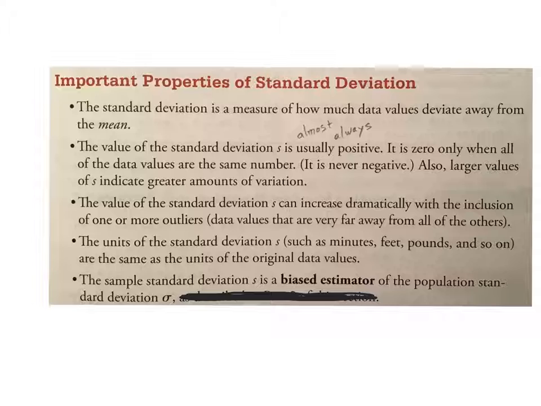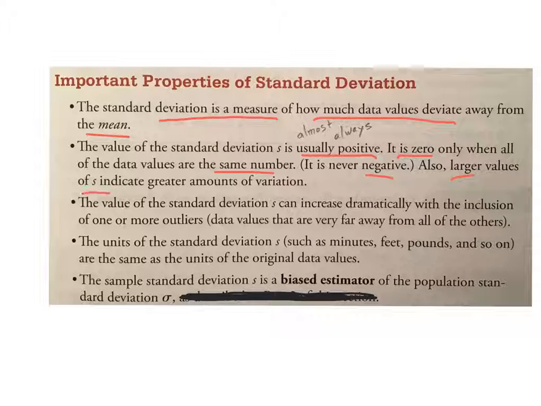All right, five or six properties of standard deviation you need to be aware of. First of all, the definition: a measure of how much data values deviate away from the mean, how far they average being away from the mean. The value's almost always positive. The only time it is not positive is sometimes it is 0, if all the data values are the same. Like if the whole data set is 4, 4, 4, 4, 4, 4, 4, none of them deviate. The mean is 4, all the numbers are 4. There's no deviation from the mean. It cannot be negative. Standard deviation is never negative.